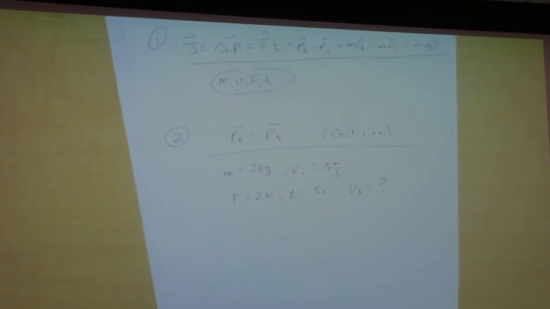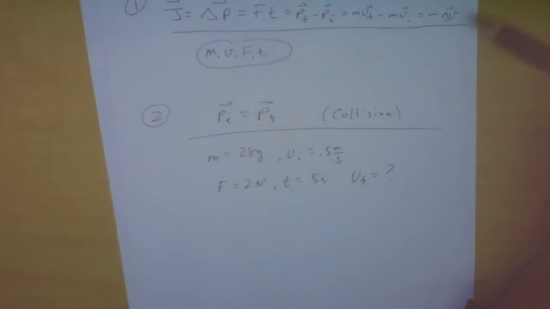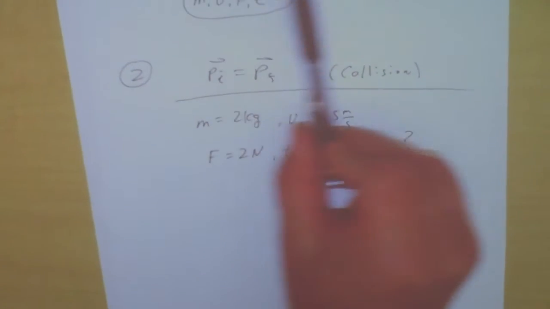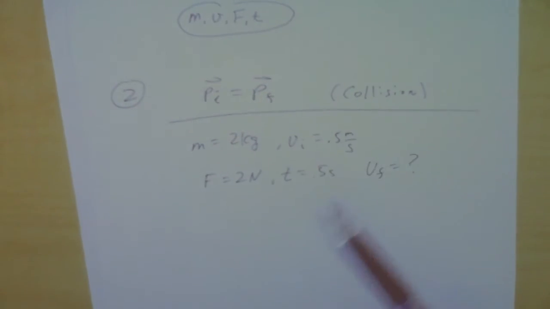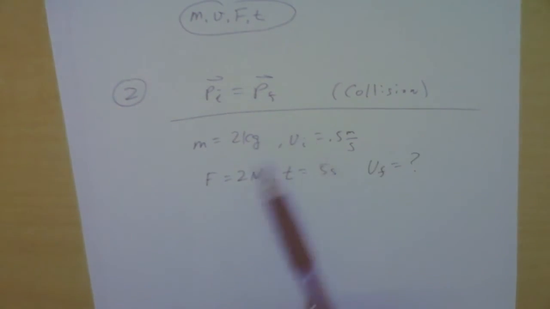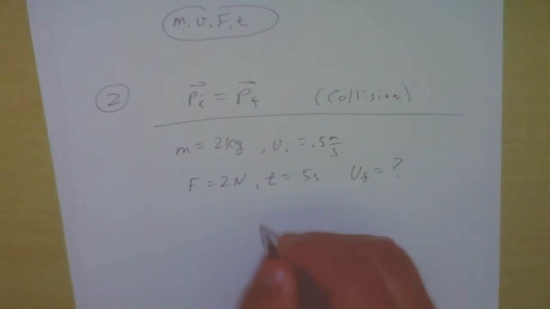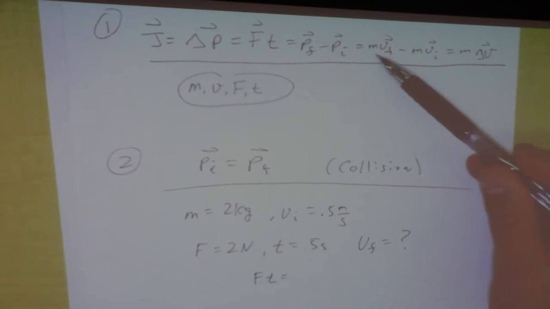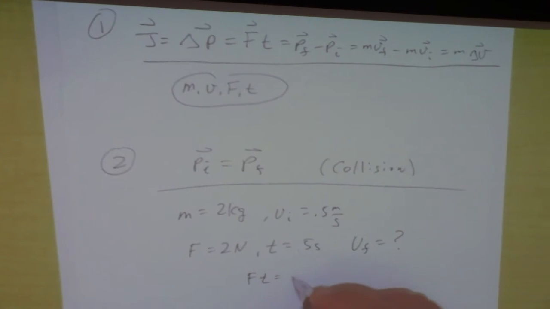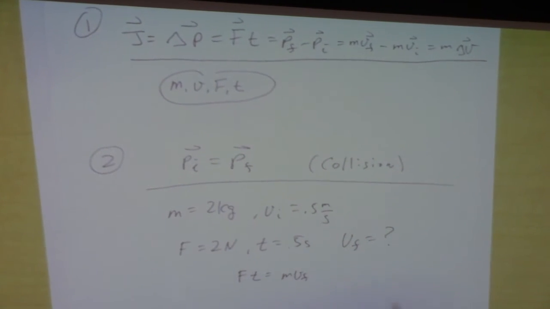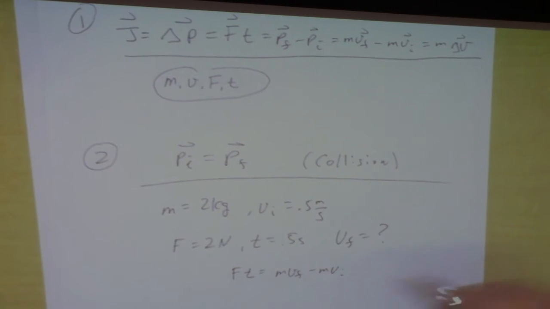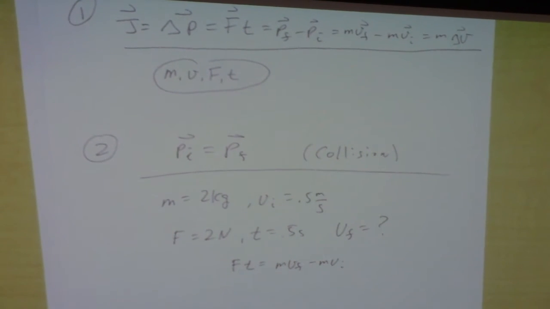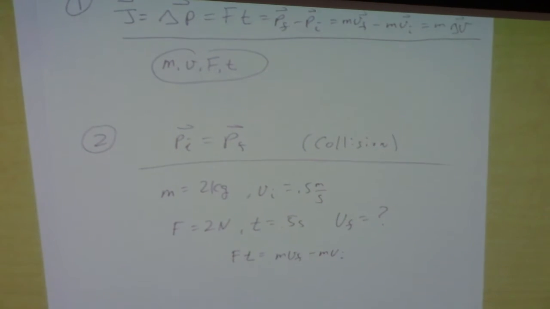Okay, so we've got all of these different ways we can take a look at this. This is the impulse theorem up here. Here's a clue to use that. We've got mass, velocity, force, and time. So if you take force times time, that's equal to mv final minus mv initial. This is all in the x direction, so I'm not writing the vector sign above it. It's just all in the x direction.